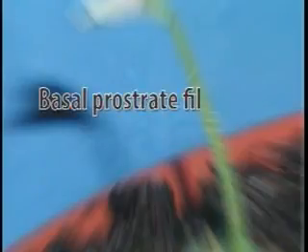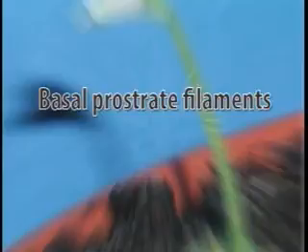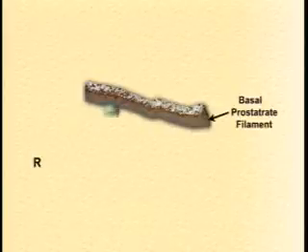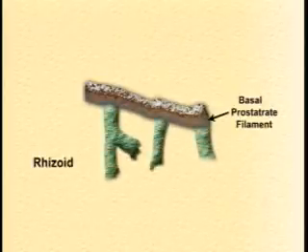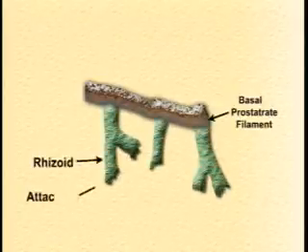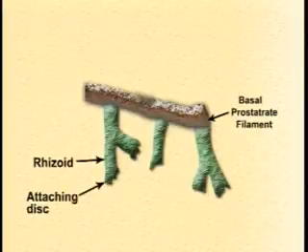Number one, basal prostrate filaments, and number two, upright or vertical filaments. Basal prostrate filaments creep and anchor over the substratum by means of thick-walled, elongated, unicellular rhizoids arising from the peripheral cells facing the substratum. The prostrate filaments lack trichoblasts and function as a means of perennation.